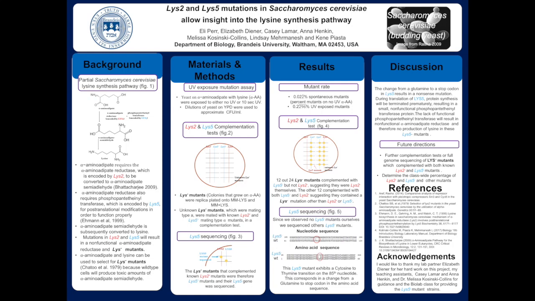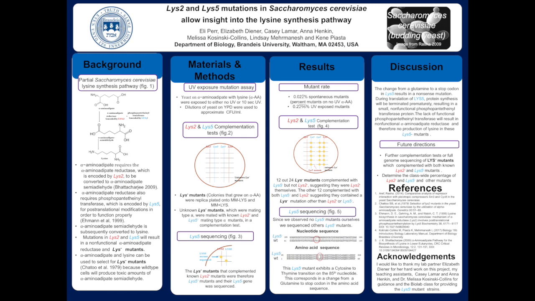In the future, there's more work I'd like to conduct to understand lysine mutations and the lysine pathway. So half of the lys mutants complemented with both known lys2 and lys5, suggesting they contained a lys mutation other than lys2 or lys5. Further complementation tests could reveal their genotypes. If not, although it's more expensive, I would consider conducting full genome sequencing. Separately, I would like to determine the class-wide percentage of lys2 and lys5 and other mutants, and that would suggest which mutations are more common in the lysine synthesis pathway.